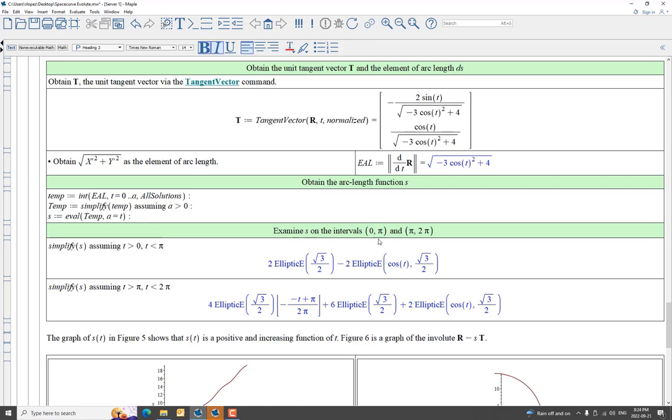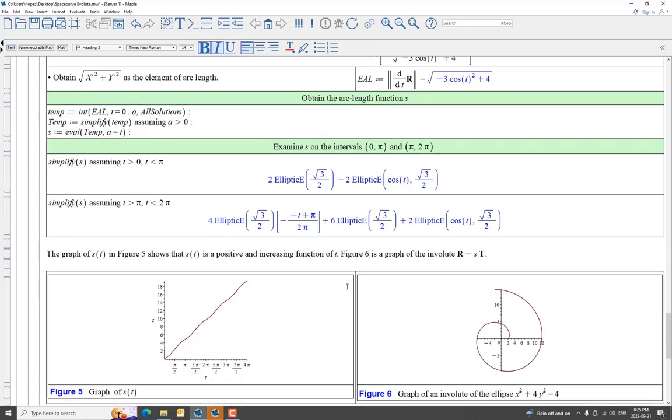So I'm going to look at it on the interval 0 to pi, that's what I do here, and you see it's got elliptic functions because you get elliptic integrals when you do arc length on an ellipse. And if you look at it from pi to 2 pi, it's a different expression here because this is the floor function, and Maple is counting how many times you've gone past pi, and so forth.